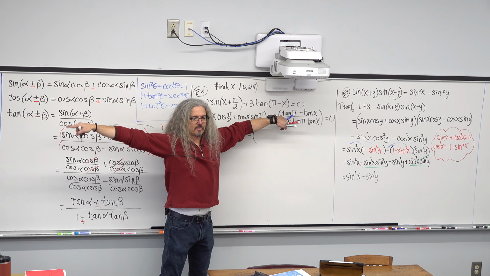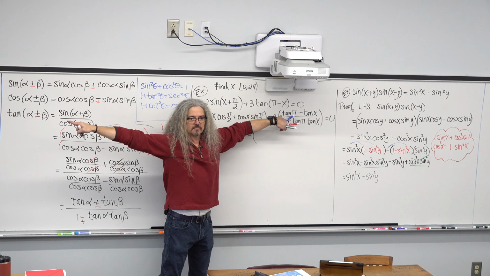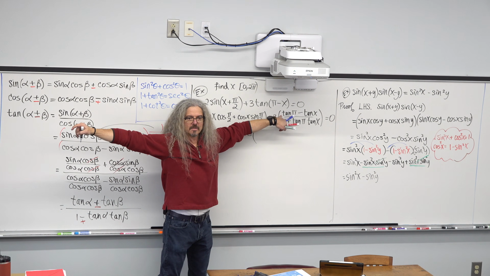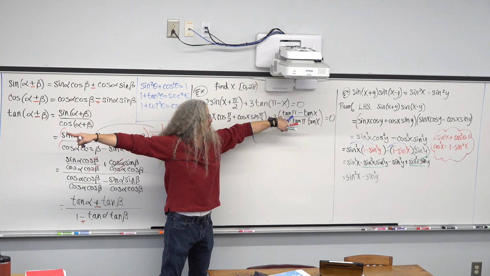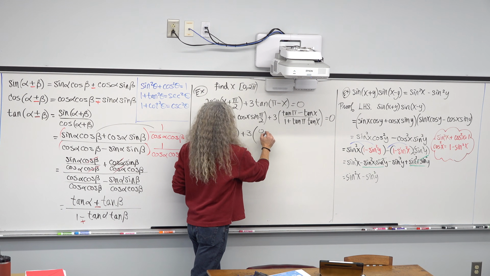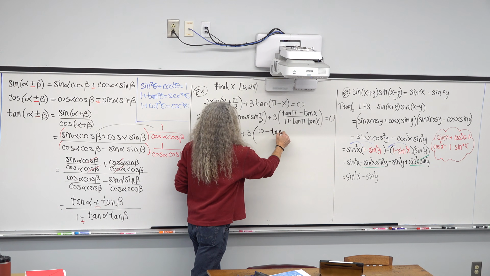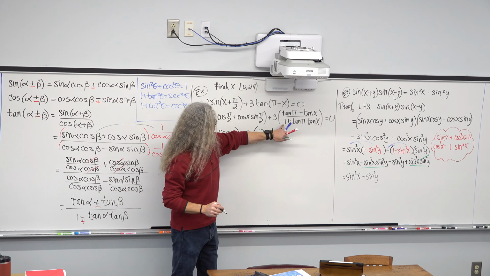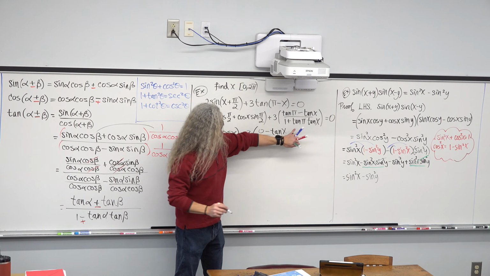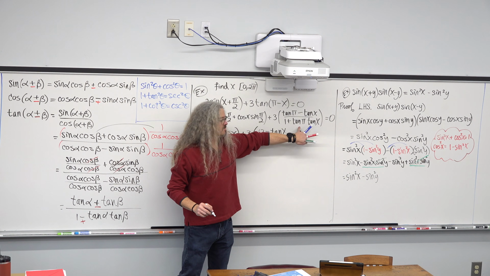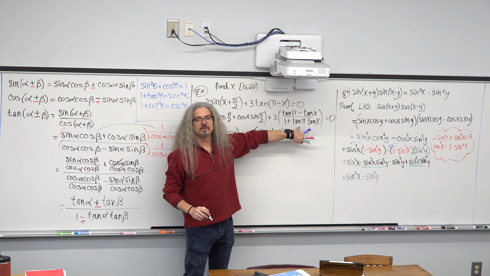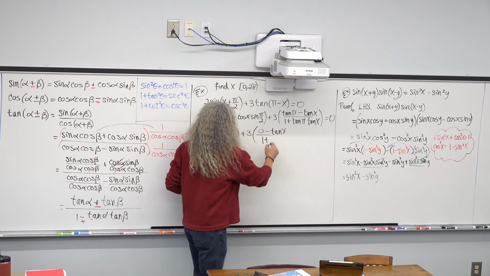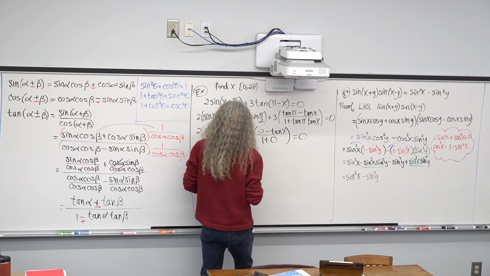What's the coordinate over there on the unit circle, if my shoulder's the origin? Negative 1, 0. So it's y of 0 over x of negative 1, which is 0. I'm just verbalizing it. So we have 3 times 0 minus tangent of x over 1 plus tangent pi, tangent x, but tangent of pi is 0. Equals 0.